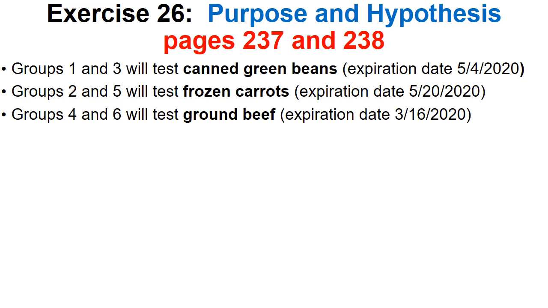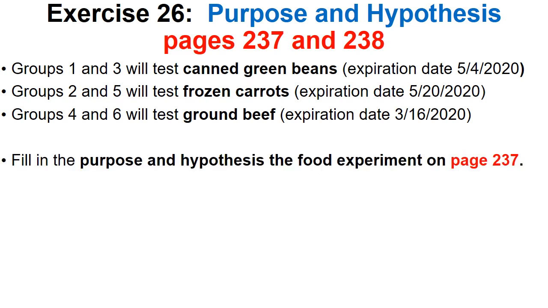Now we're going to assume this experiment is being done in real time. That would mean the experiment was being done the week of March the 30th. Fill in the purpose and hypothesis in the food experiment on page 237. You may be submitting this on Blackboard for points.